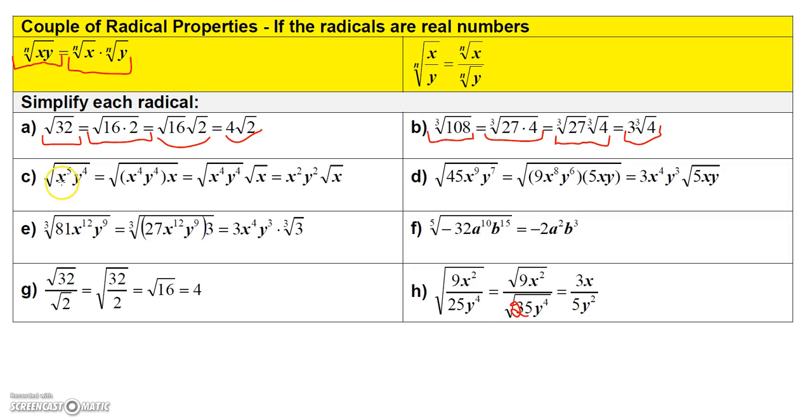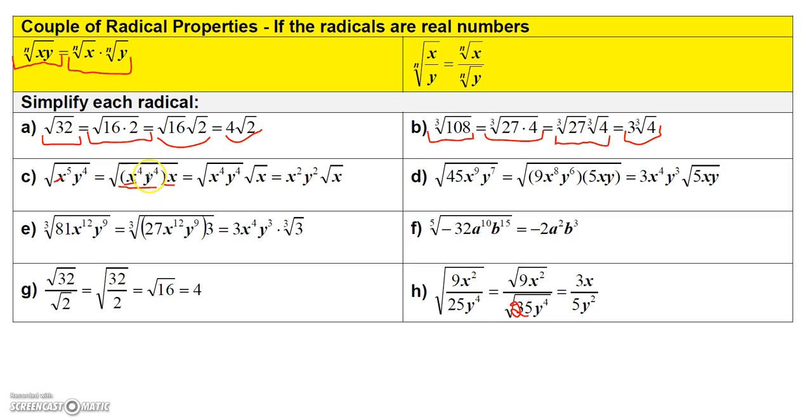Now, I can't take the square root of x to the fifth, but I can take the square root of x to the fourth. So what I'm going to do is write x to the fifth as x to the fourth times x. And see, I can take the square root of x to the fourth, and I can take the square root of y to the fourth.